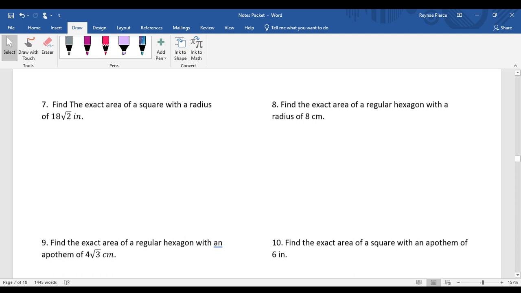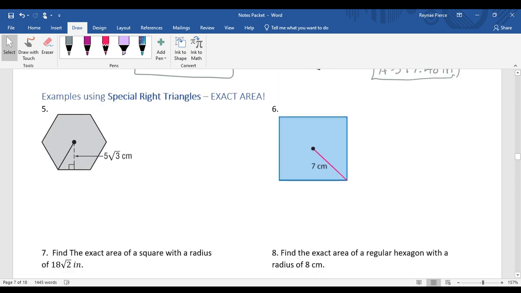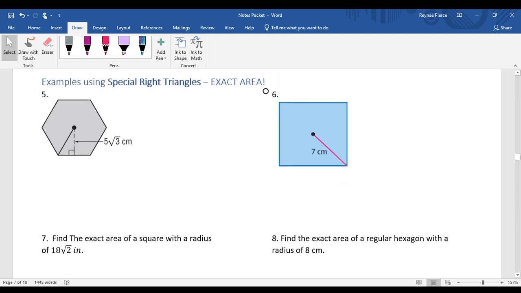But we're going to run into some problems where you will need to use a special right triangle pattern. We are only going to focus on squares, hexagons, and maybe equilateral triangles in our practice. We're not going to get into pentagons or octagons because that would use trig, not just the special right triangle patterns.